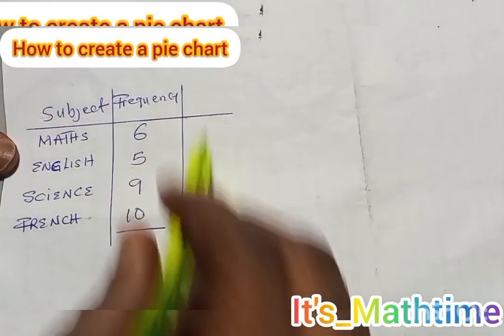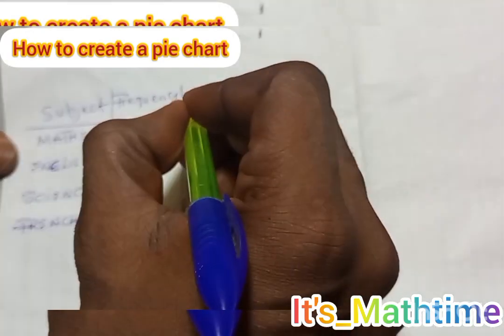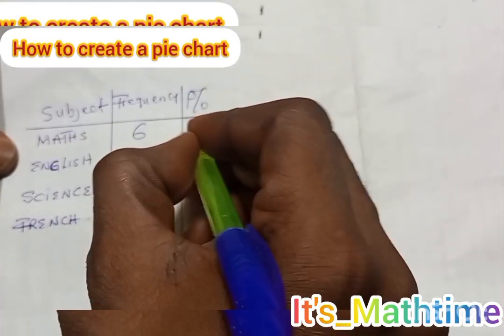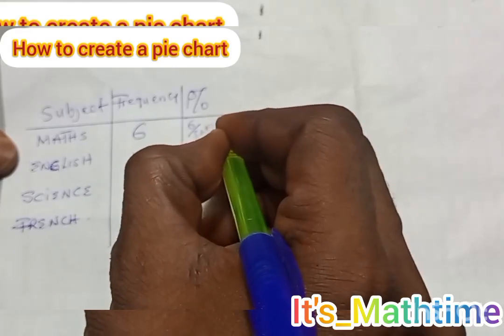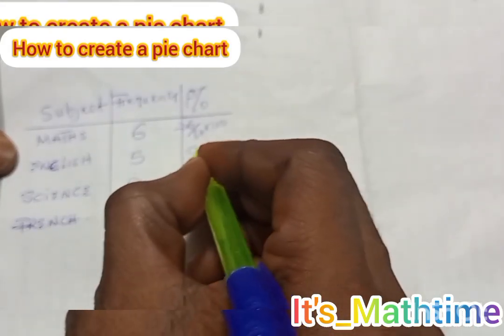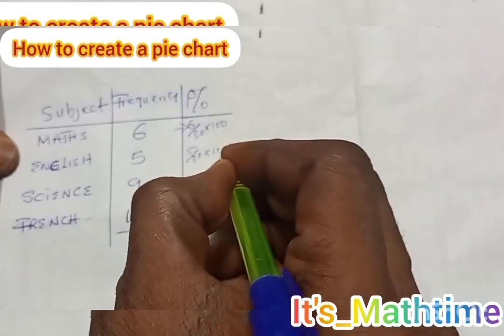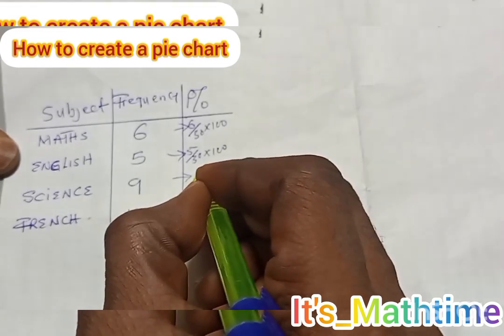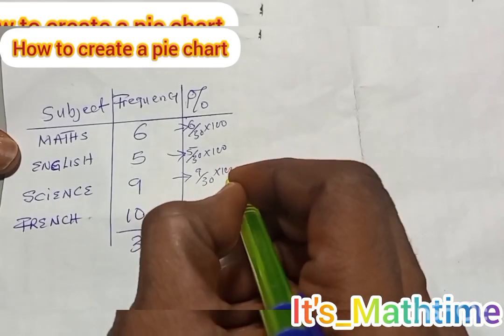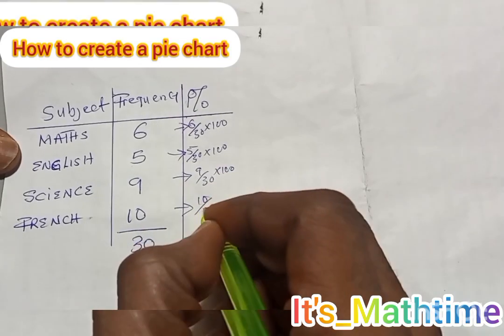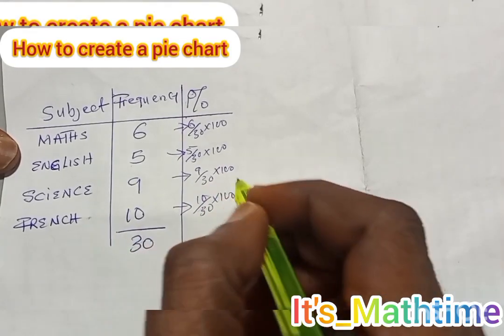So now to get, let's say, percentage, okay, let's just say percentage is going to be what? 6 over 30 times 100, right? That is for this. This is 5 over 30 times 100, right? This is 9 over 30 times 100. Then this is 10 over 30 times 100, isn't it?